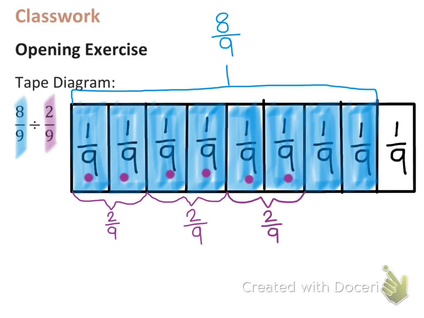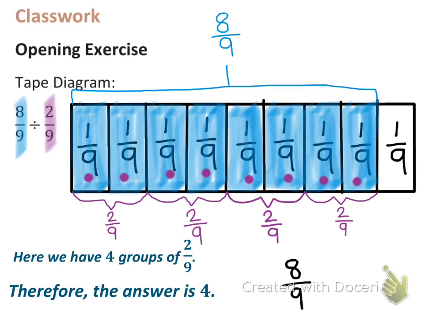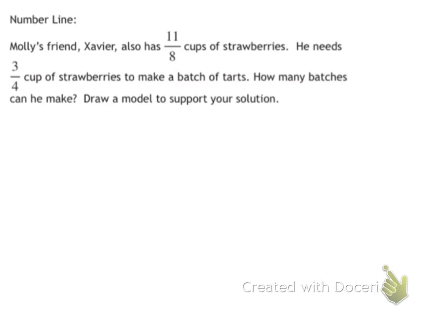So far I have 1, 2, 3 groups. And 1/9 plus 1/9 is 2/9. I have 4 groups of 2/9. Here we have 4 groups of 2/9. Therefore, the answer is 4. So I can conclude that 8/9 divided by 2/9 equals 4. Okay, now let's move on.